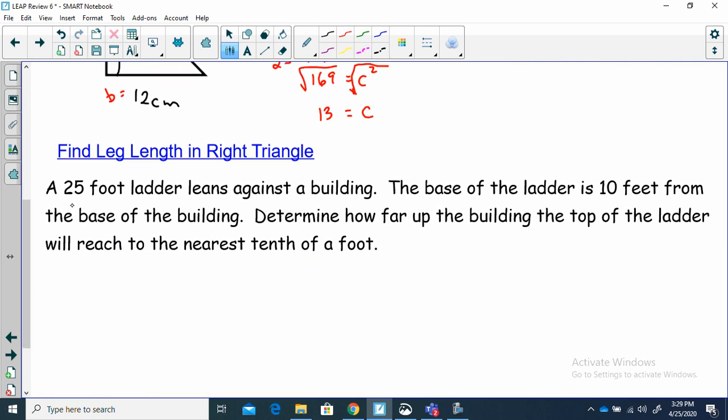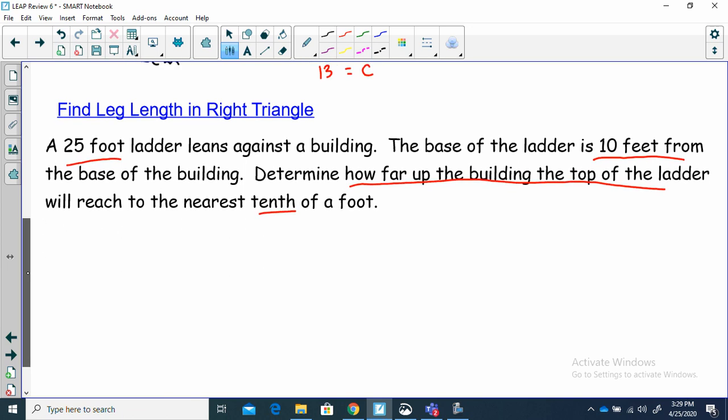A 25-foot ladder, that's going to be important to us, leans against a building. The base of the ladder is 10 feet from the base of the building. Determine how far up the building the top of the ladder will reach to the nearest tenth of a foot. I've underlined those things I thought would be important.